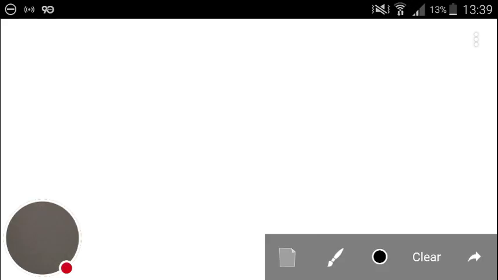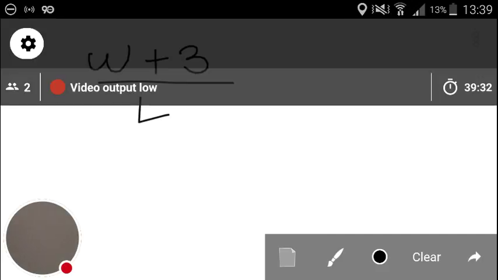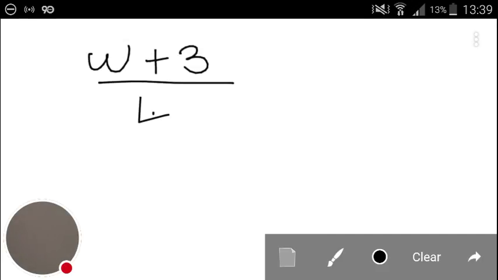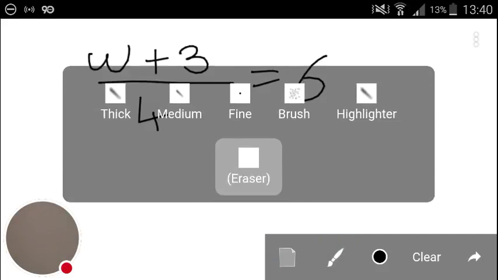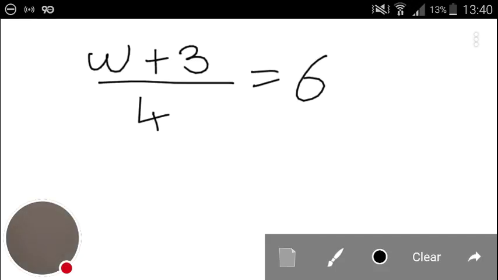Again, a little bit more difficult. w plus 3 over 4 equals 6. So to solve this, I would start off, I see here there is an overruling division. Now this here is an issue. I can't use backwards BIDMAS because I need to solve this part of it first.